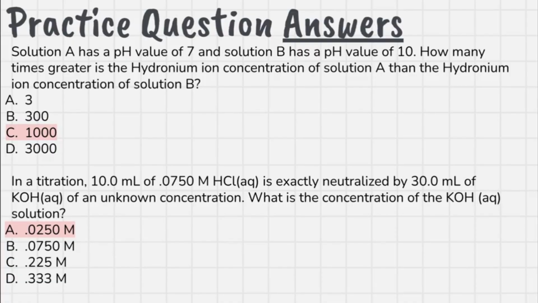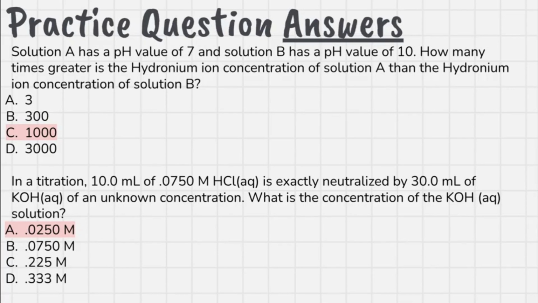Solution A has a hydronium ion concentration that is 1000 times greater than solution B because as the pH value decreases by 1, the concentration of hydronium ions increases by tenfold. Since the difference in the pH values is 3, we need to do 10 to the power of 3, which equals 1000.